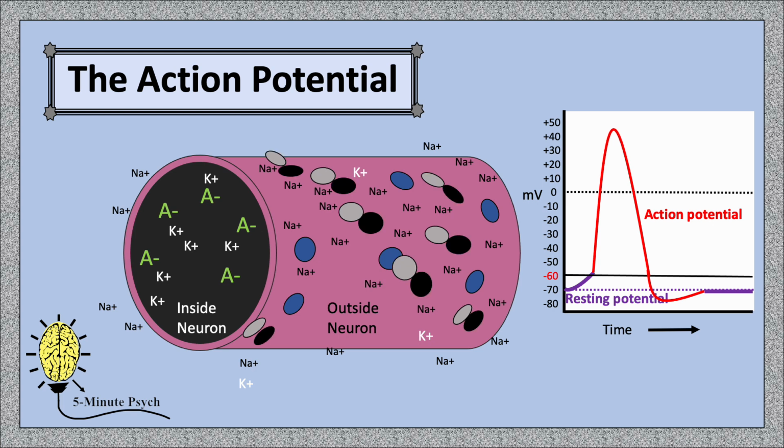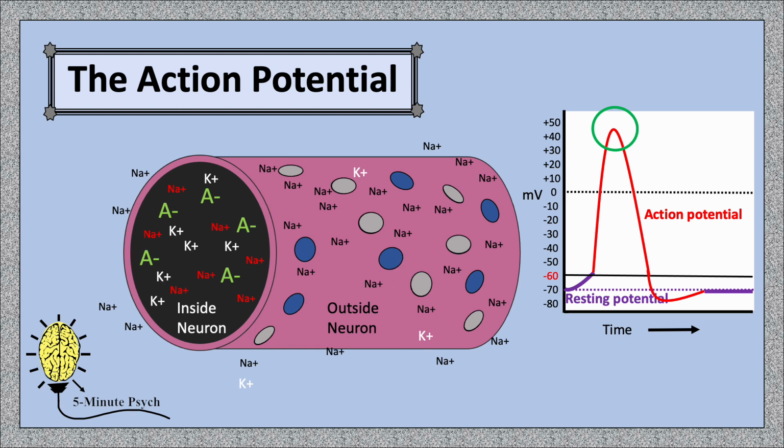Suddenly, the sodium doors unlock and sodium rushes inside the neuron, swinging the charge away from minus 70 millivolts toward the positive. The charge in the neuron gets as high as plus 40 before the sodium doors lock again and the cell works to expel the excess sodium. Because the inside is now positive, potassium is also kicked out.